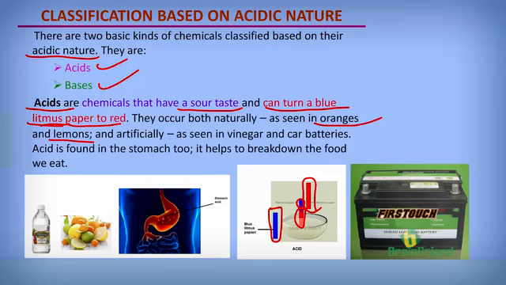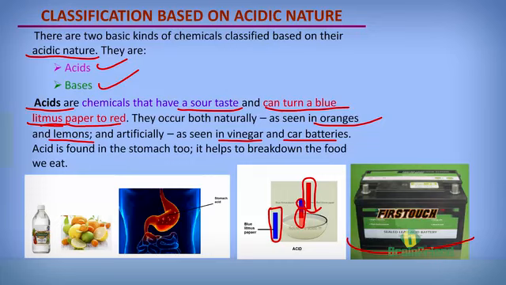Acids also occur artificially. There are artificial acids that are manufactured in the laboratory. Examples of such artificial acids are vinegar and car batteries. The car batteries, that's batteries that are found in our vehicles, contain acid. And vinegar is a substance that we usually have in our homes. They are also made up of acids.